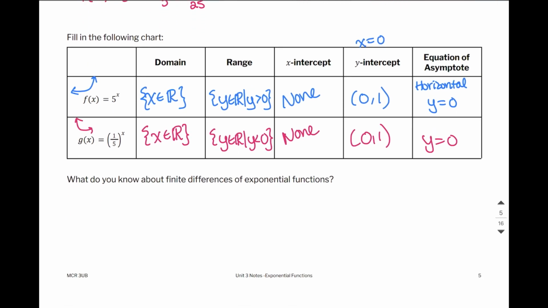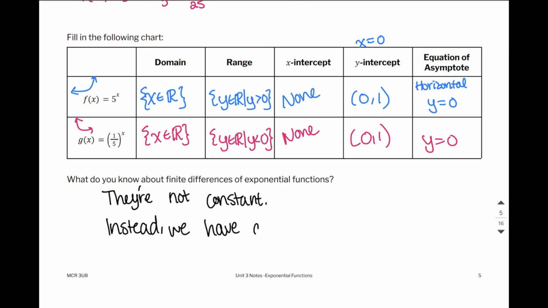All right, and then the last thing says, what do you know about finite differences of exponential functions? They're not constant. What do we have instead? We have a common ratio, which is the base.